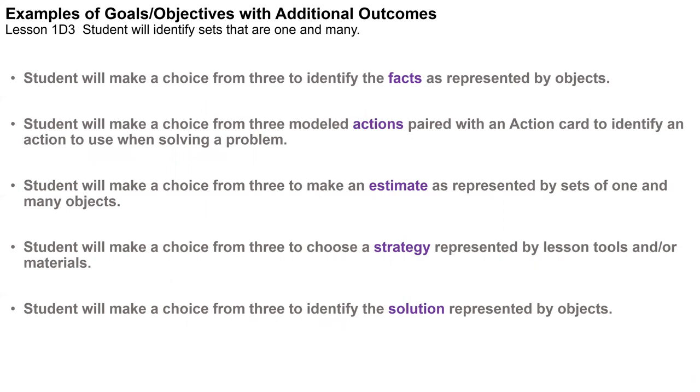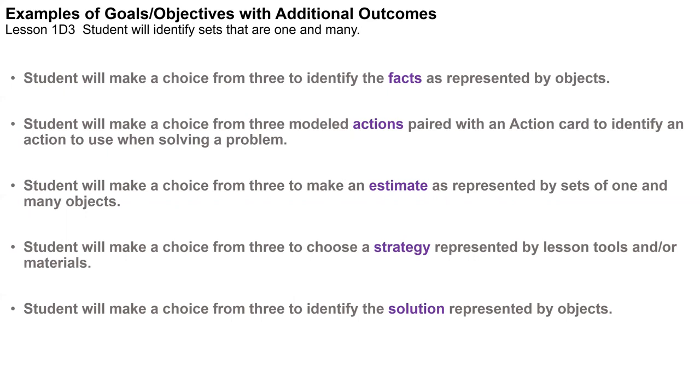Here is a series of objectives during problem solving to demonstrate each step in the process by making choices to determine facts, action, estimate, or prediction, a strategy, and to identify the solution given a set of choices. Student will make a choice from 3 to identify the facts as represented by objects. Student will make a choice from 3 modeled actions paired with an action card to identify an action to use when solving a problem.